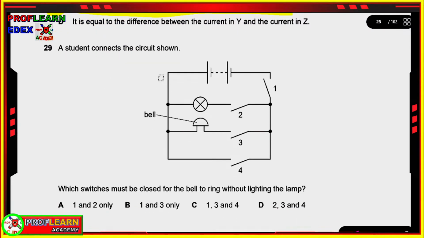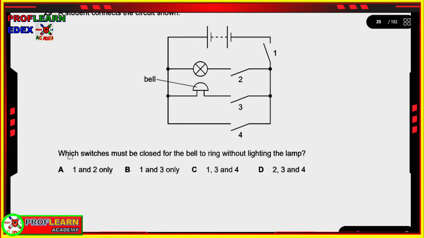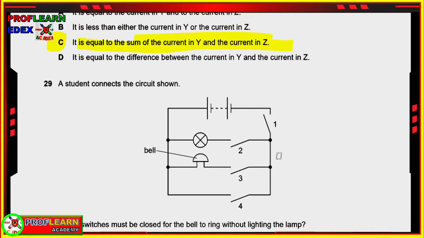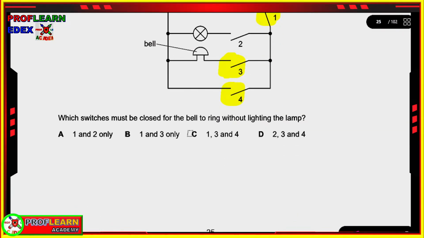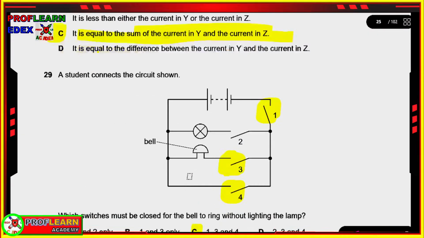The student connects the circuit shown there. Which switches must be closed for the bell to ring without lighting the lamp? So for the bell to ring, we shall ensure that this switch is closed, this switch is closed, and this switch is closed. So we shall have 1, 3, and 4. And which option is that? 1, 3, and 4. The option for that is C.